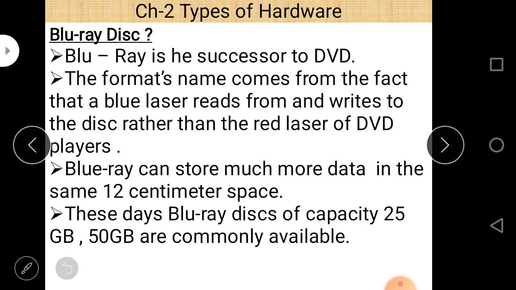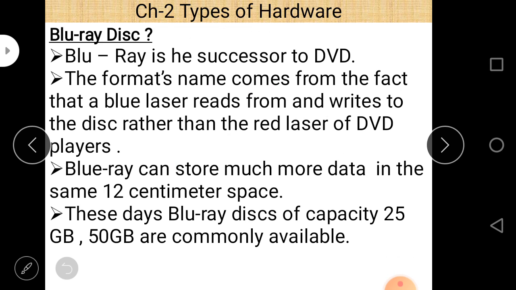So the successor to DVD, and for size they have a capacity of 25 GB to 50 GB. So 25 GB to 50 GB are most commonly available, and sizes are more than this, but 25 GB to 50 GB are the most commonly available Blu-ray discs.